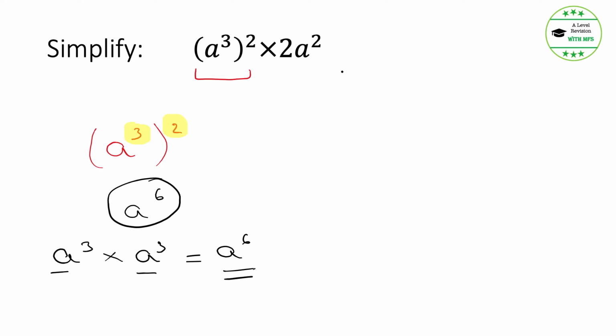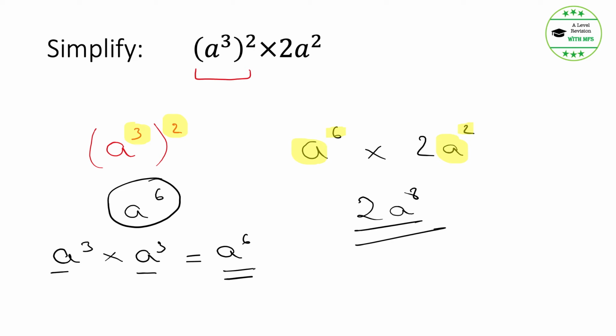Now the second part, there's nothing much we can do about that. So let's take our first part, a to the power of 6 multiplied by 2a to the power of 2. We have our same bases, so we've got a and we've got a. That means we can multiply it, and when we're multiplying it, we have to add the exponents. So we would have 2a to the power of 8. Okay, and that would be our final answer.